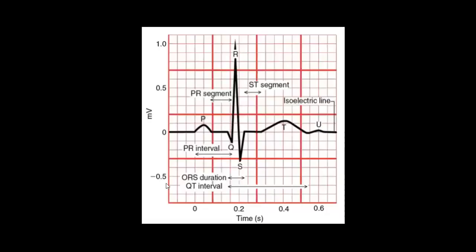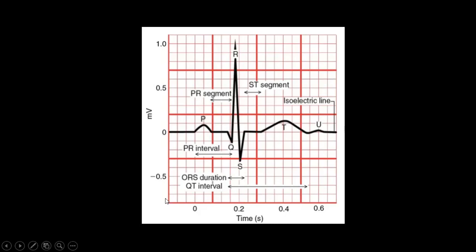So this is a normal ECG, where you can see this is the x-axis representing time, the y-axis representing voltage, and this is the isoelectric line where there is no deflection. If there is any deflection above the isoelectric line, as you can see here, and this is another one, that is called positive deflection. And if there is any deflection below the baseline, here you can see that, they are called negative deflection. So this is the isoelectric line, this is the positive deflection, and this is the negative deflection.